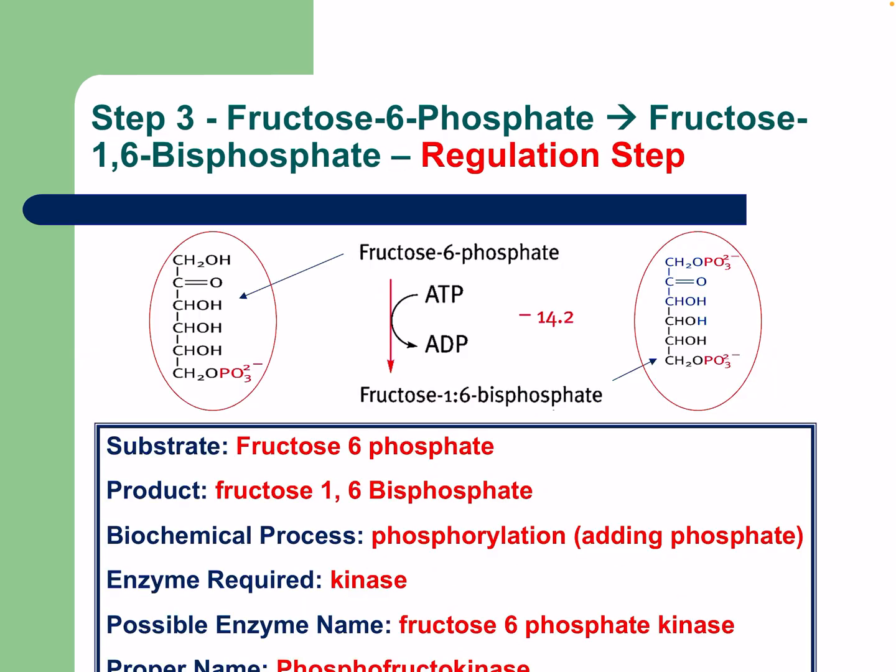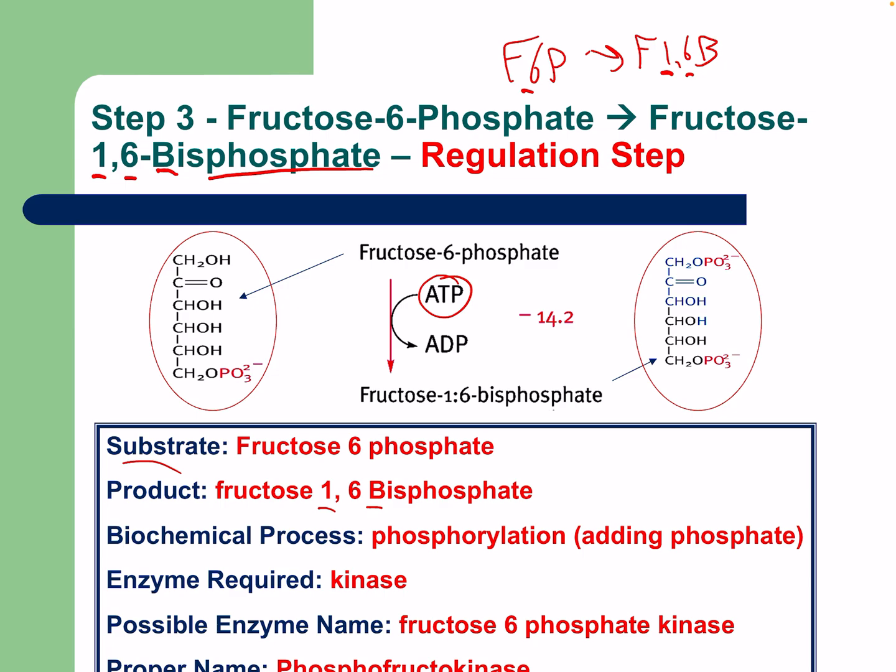So step 3. Step 3 goes from fructose 6-phosphate to fructose 1,6-bisphosphate. A lot of these numbers refer to the phosphate location. Here, bi essentially means 2 phosphates. We can see another ATP is going in and another kinase or phosphorylation reaction is occurring. Now we have a phosphate on carbon 1 and carbon 6. Again, the substrate is fructose 6-phosphate, the product is fructose 1,6-bisphosphate.